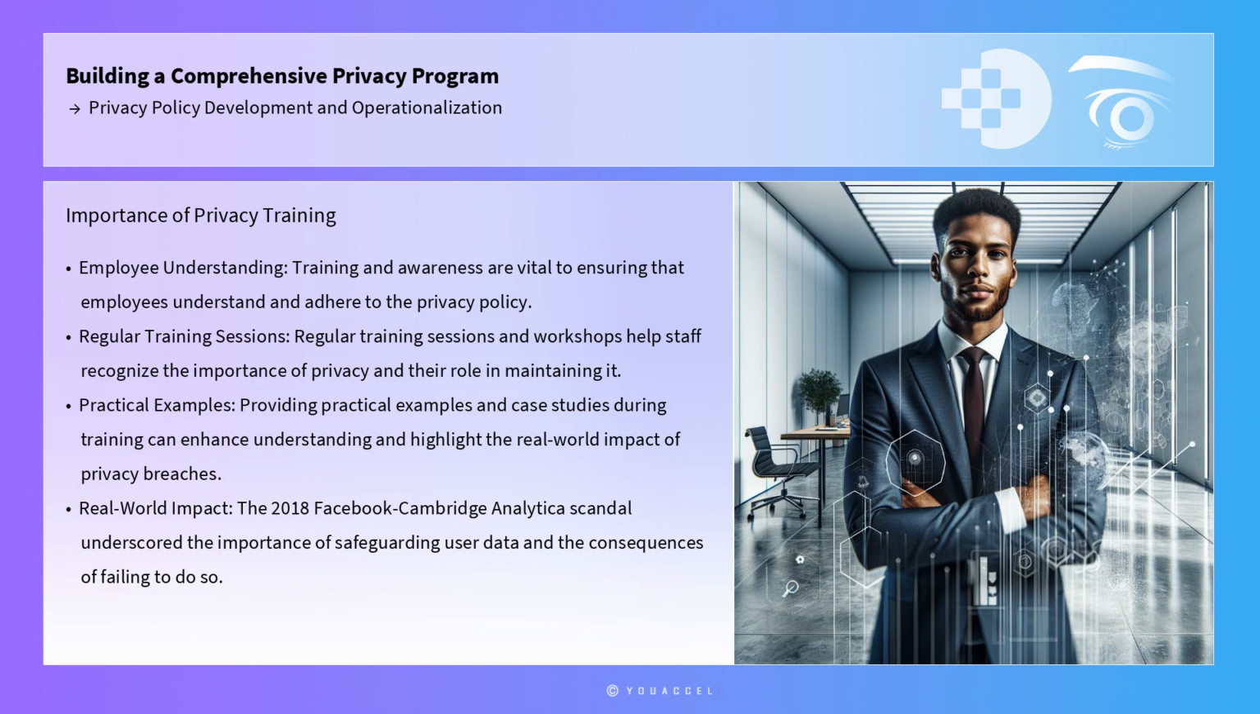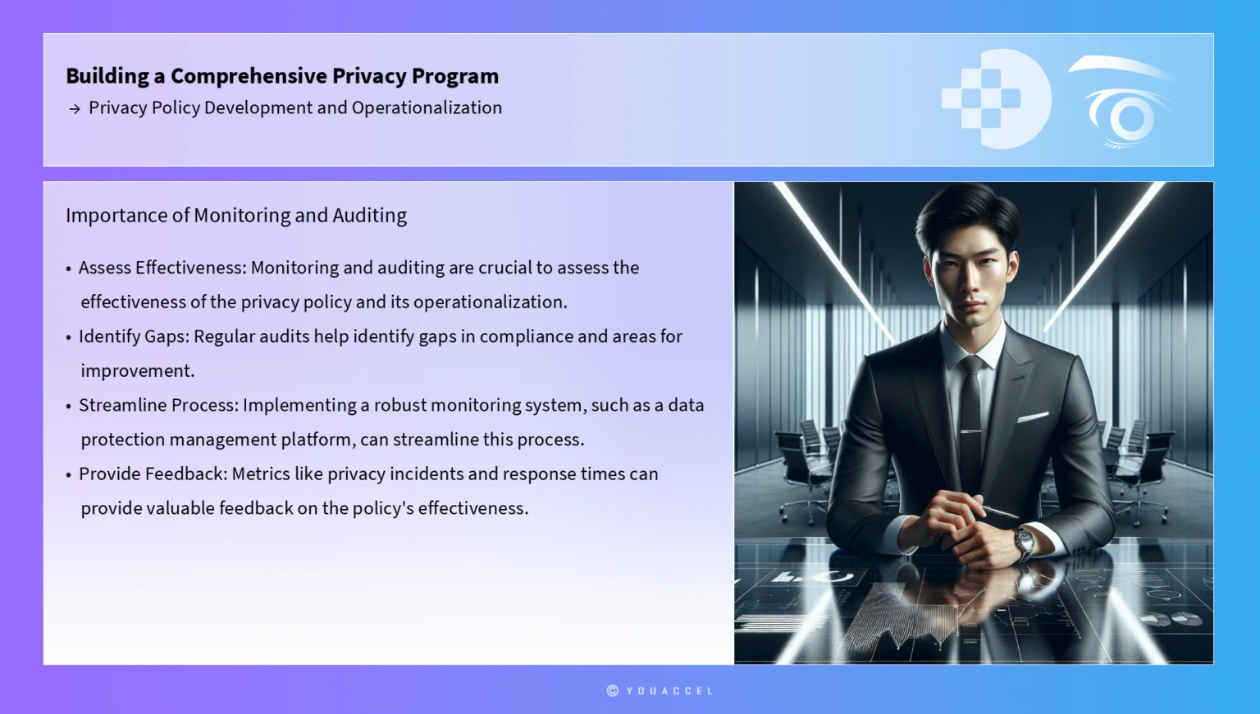Monitoring and auditing are crucial to assess the effectiveness of the privacy policy and its operationalization. Regular audits help identify gaps in compliance and areas for improvement. Implementing a robust monitoring system, such as a data protection management platform, can streamline this process by providing real-time insights into data processing activities and compliance status. Metrics such as the number of privacy incidents, response times to data subject requests, and employee compliance rates can provide valuable feedback on the policy's effectiveness.